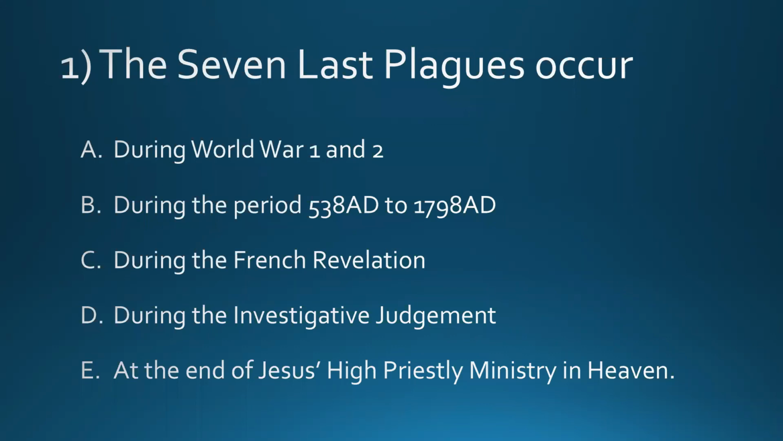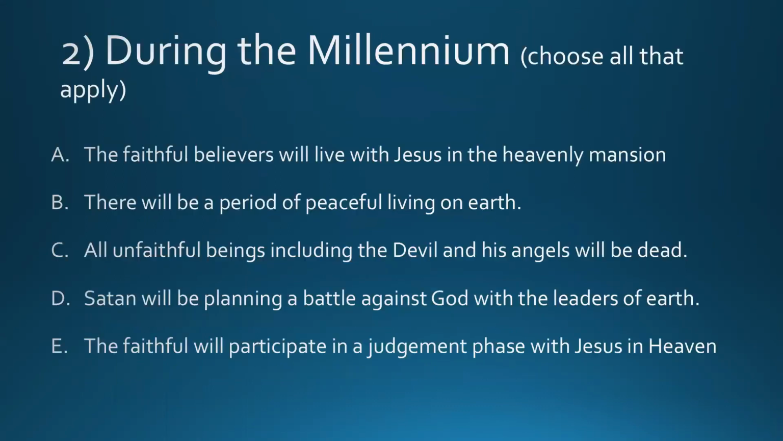During the period 538 AD to 1798 AD, is that the 7 last plague period? During the French Revolution, which was a real terrible time, a lot of people were killed and stuff, is that the period of the 7 last plagues? During the investigative judgment, is that when the 7 last plagues will occur? Or do they occur at the end of Jesus's high priestly ministry in heaven? So we need to figure out which one is the correct one in that regard, right?